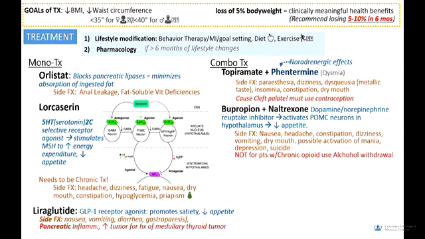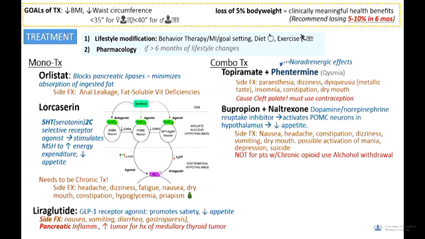Topiramate and phentermine mainly work through the noradrenergic effects of the phentermine. Side effects include tingling, dizziness, metallic taste in your mouth, insomnia, constipation, and dry mouth. It's really important that women who are of childbearing age are on contraception because this can cause cleft palate in the fetus. Another treatment is bupropion and naltrexone.